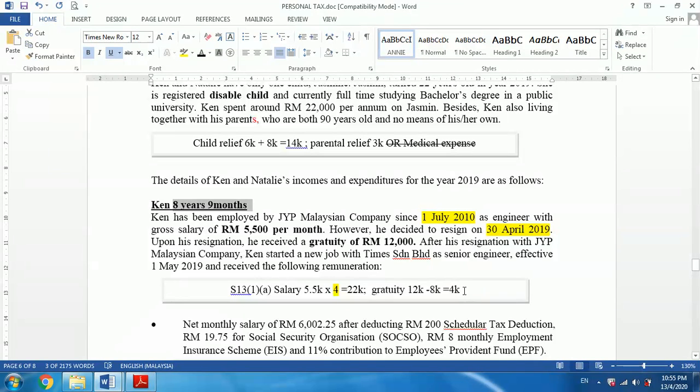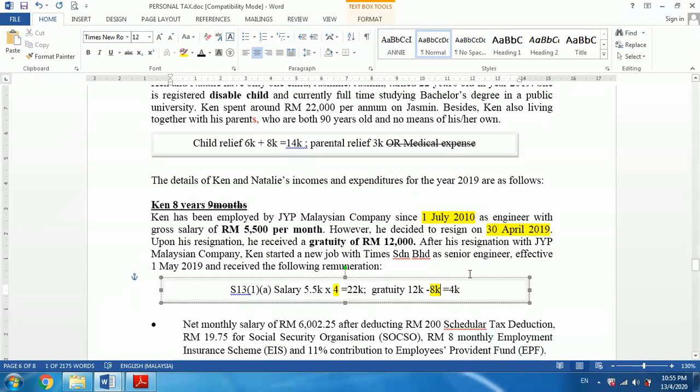Then we go for partial exemption. Partial is 1,000 times complete years. So the 9 months of working you can ignore. We take into consideration the 8 complete years. So 1k times 8 is 8k here. So the rest of 4,000 will be taxable for Ken.